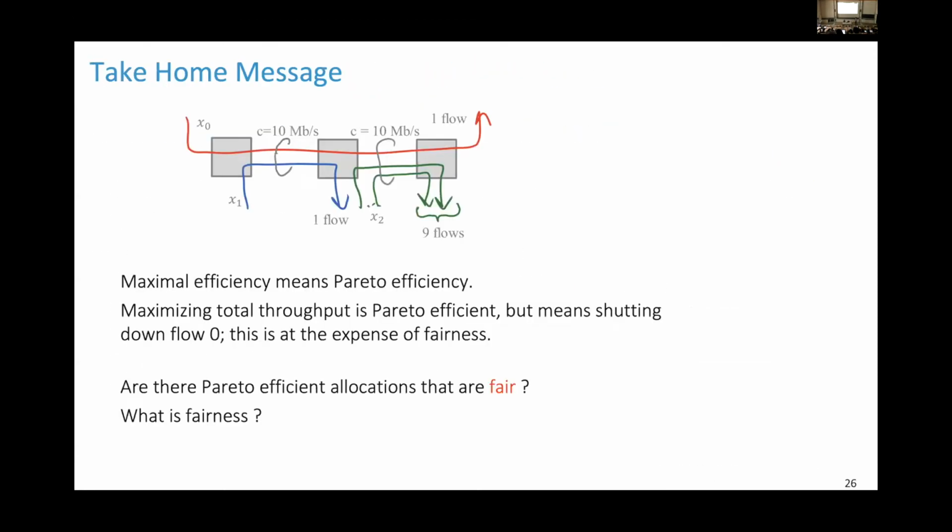Then we observed that there are several allocations that are Pareto efficient, and the question was which one we should pick. For example, if we simply maximize the total throughput, the sum of what goes out of the system, it is Pareto efficient, but it might not be fair. It is not fair in the sense that, in this example, it shuts down one flow completely. And the question was, what is fairness then?